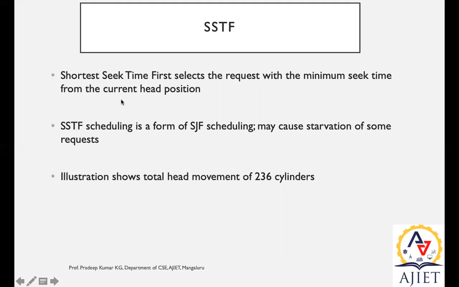This scheduling form is like SJF scheduling and may cause starvation of some requests. Irrespective of the queue order, it first calculates the seek time, and based on the minimum value, the request is served. If any other request has the highest seek time, it has to wait. That's why it may cause starvation for a few requests. We'll see an example.